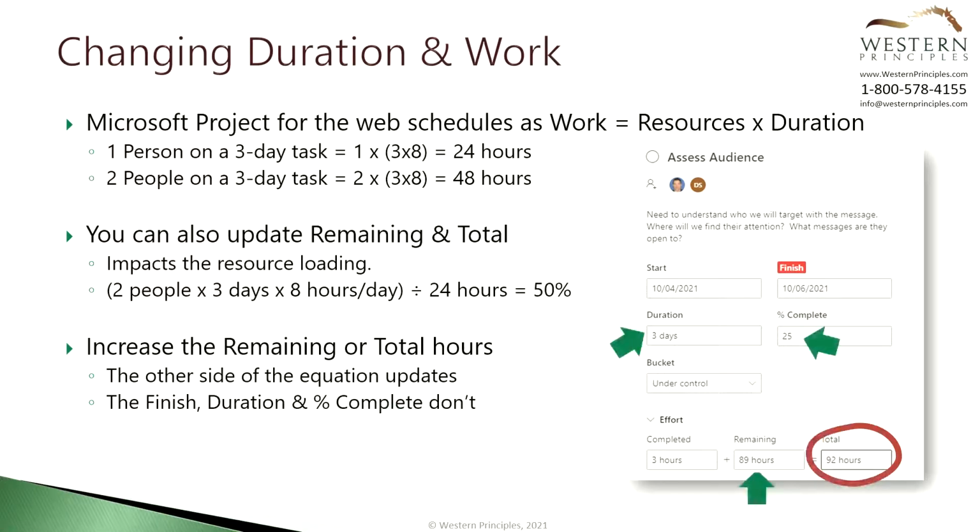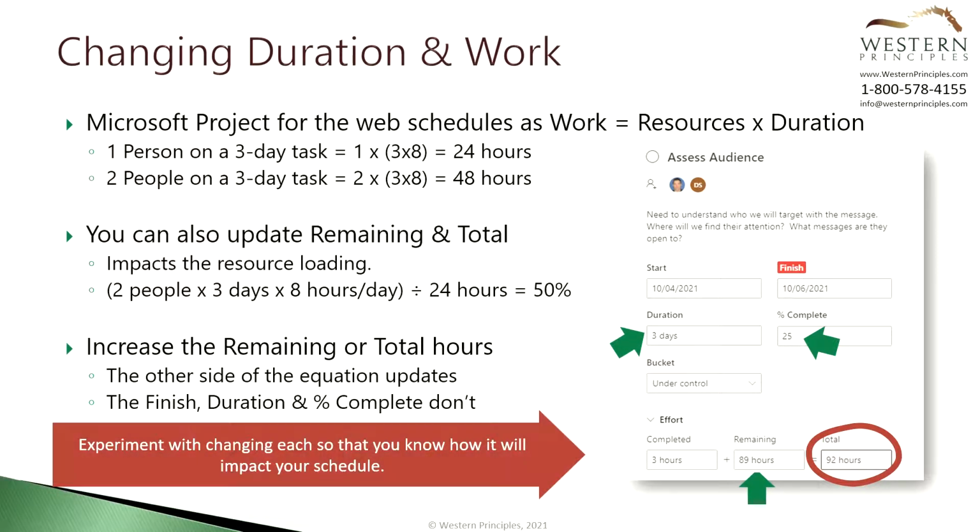But update the total hours to 92, for example. The duration stays at 3. The percent complete stays at 25. The remaining goes to 89. The math gets weird now because the duration and the percent complete don't change. But that's just an undocumented feature of how the system works. If you play around with the numbers a bit, you'll see things move around. You should get comfortable with changing duration, percent complete, and the remaining effort so that you know the behavior of each. Let's have a look at that in Microsoft Project for the Web.